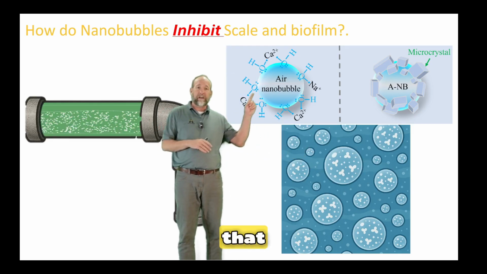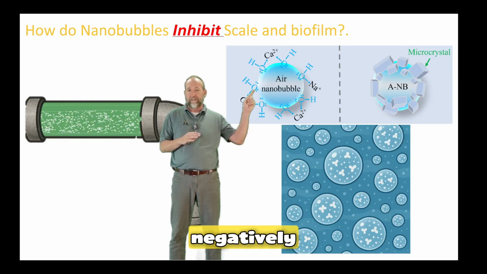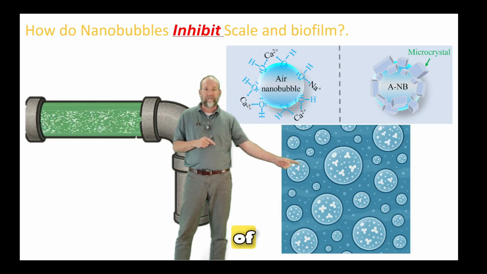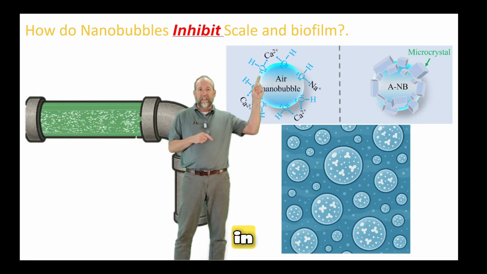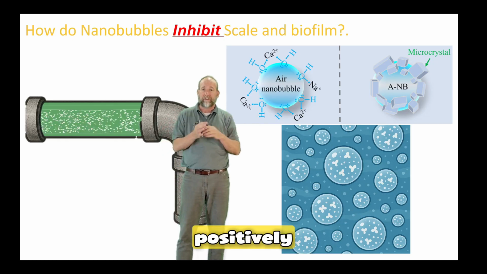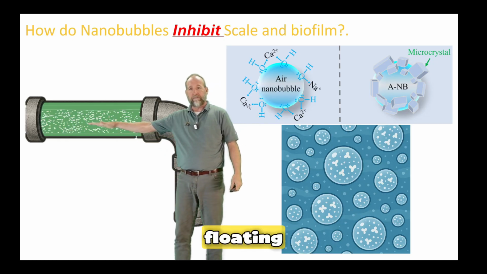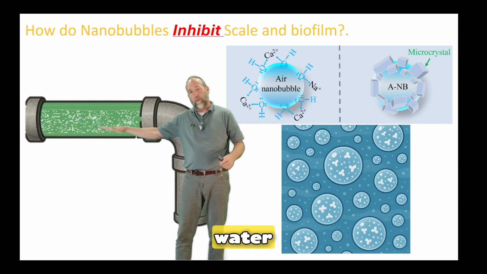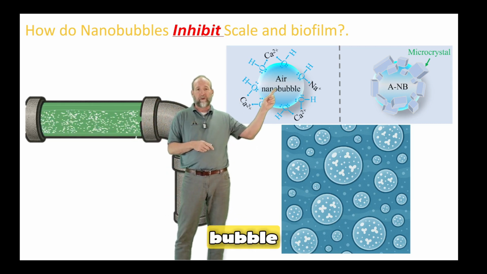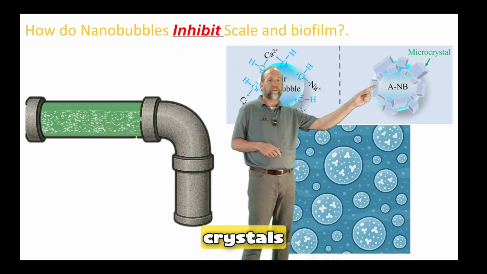Remember what I told you, that these nanobubbles are negatively charged on their surface. So the outside of the bubble, the surface of the bubble, is negatively charged. In solution, calcium, magnesium, these minerals are positively charged. So as those minerals are floating down through the water, they naturally bond together with the nanobubble, and they form what we call microcrystals, okay?